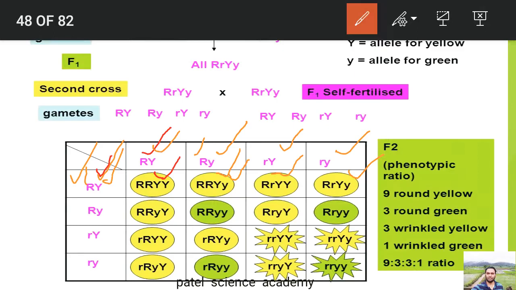Likewise, the cross of this parent and this gamete with these will produce capital RR small y capital Y. The gamete capital R small y with this will make capital RR small yy. The gamete this one with this will produce capital R small r, capital Y small y, and this gamete with this will produce capital R small r, small yy.